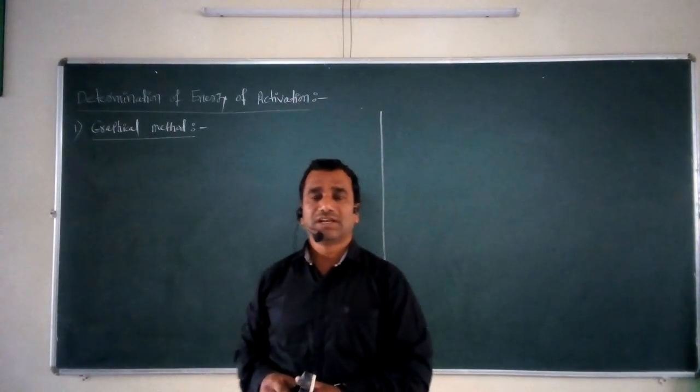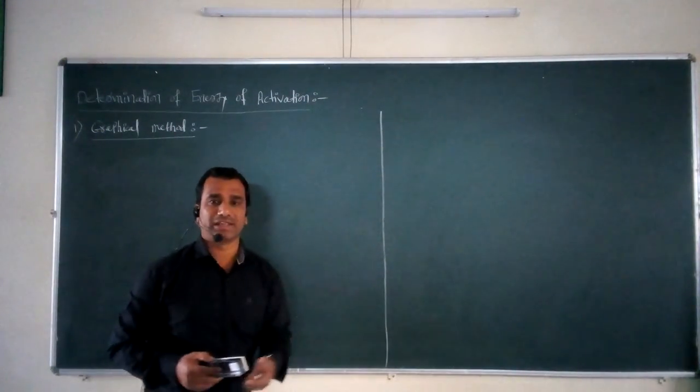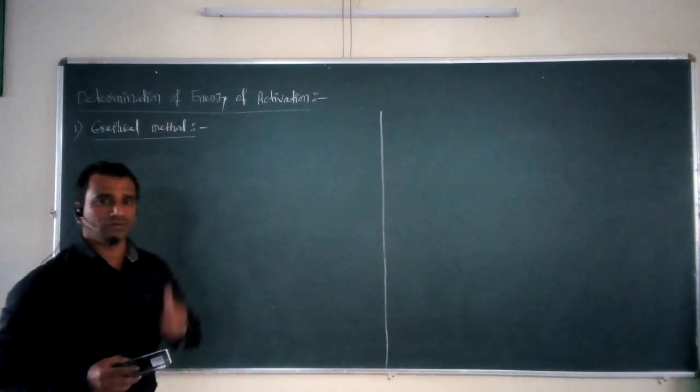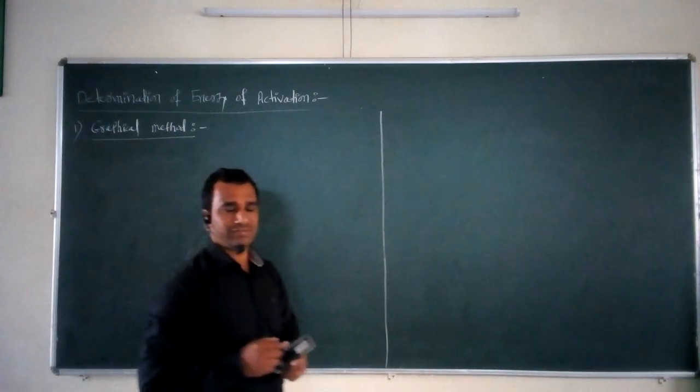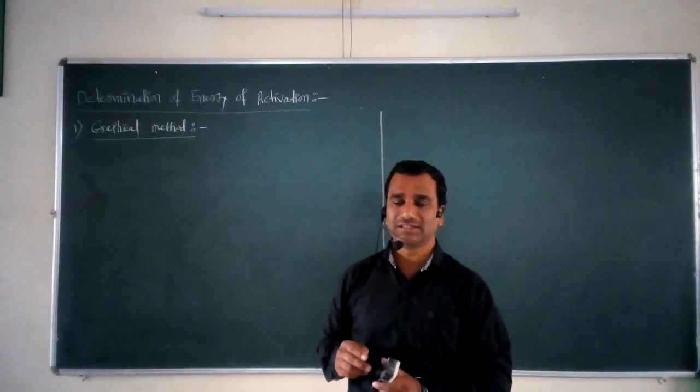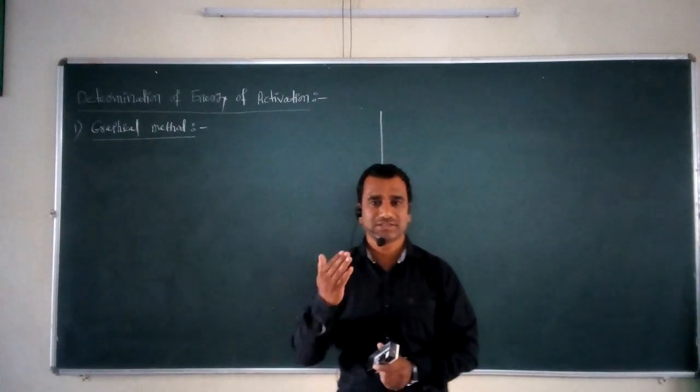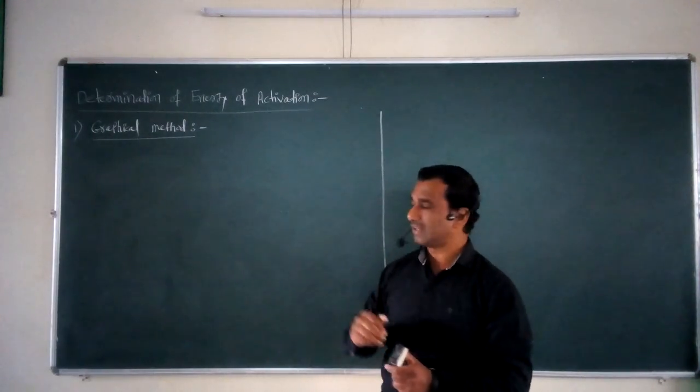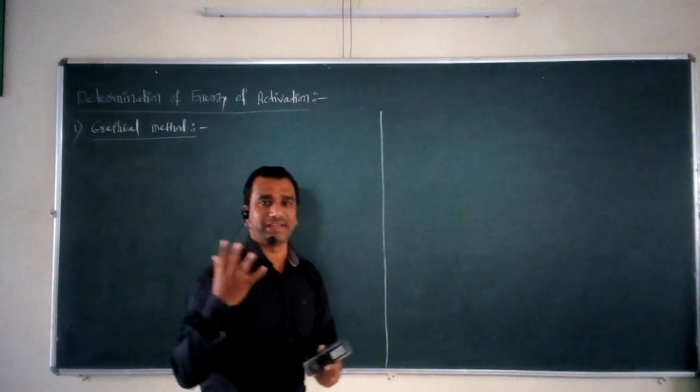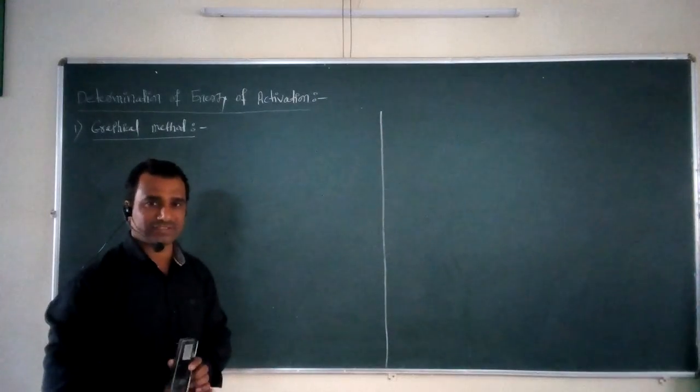Now in order to determine this energy of activation, we have to derive some simple equations. First of all, we know very well the two different forms of the Arrhenius equation. One is the differential, the second is the integrated. For this graphical method, we have to take the help of the differential form of the Arrhenius equation.